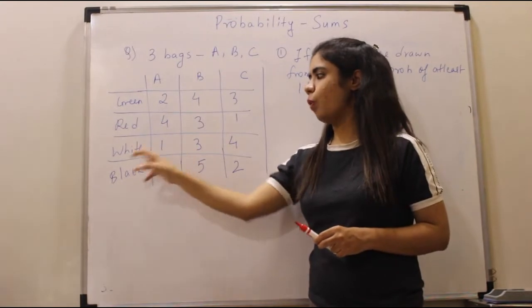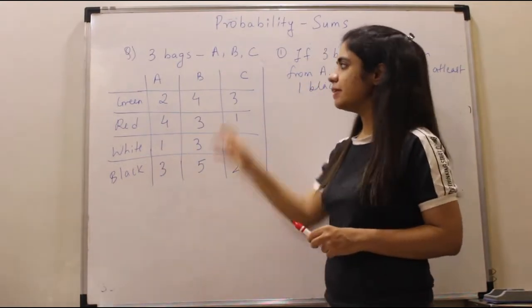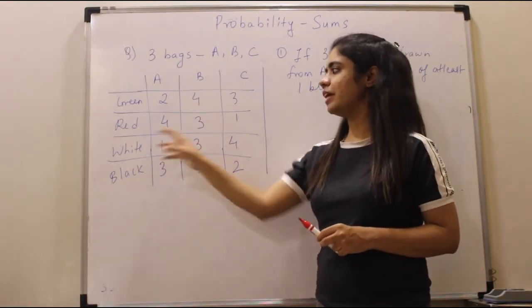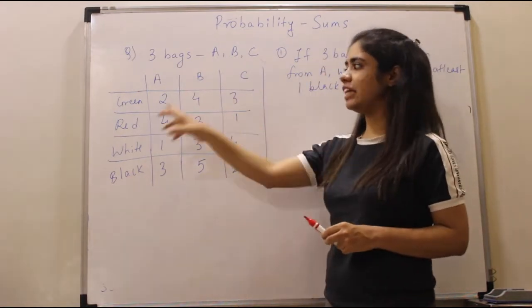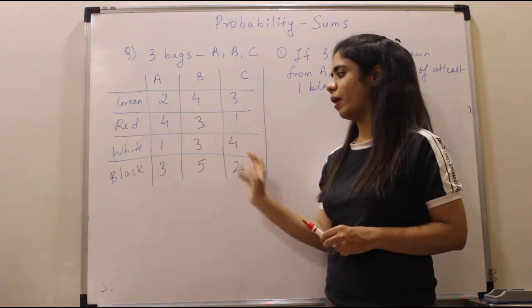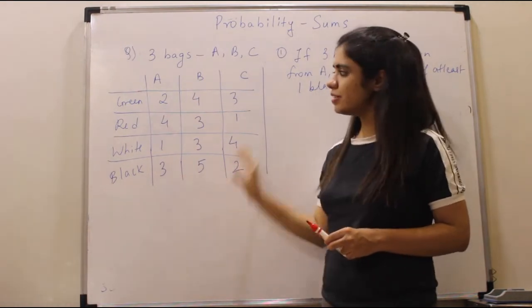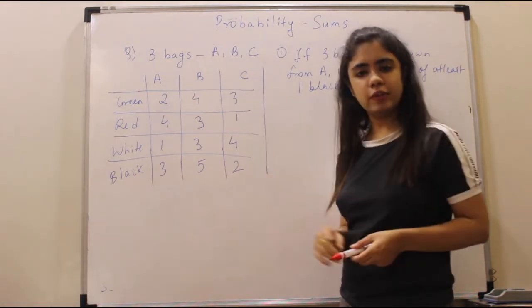Now, see what is given. They've given us 3 bags, A, B, C. A has 2 green balls, 4 red, 1 white, 3 black. Similarly, B has 4 green, 3 red, 3 white, 5 black. And C has 3 green, 1 red, 4 white and 2 black balls. So this is your data which is given in a tabular format.